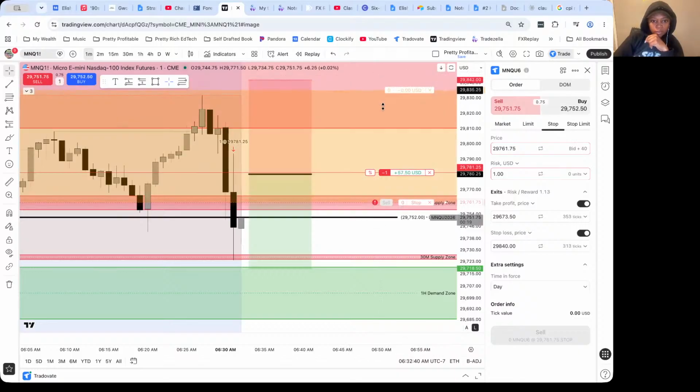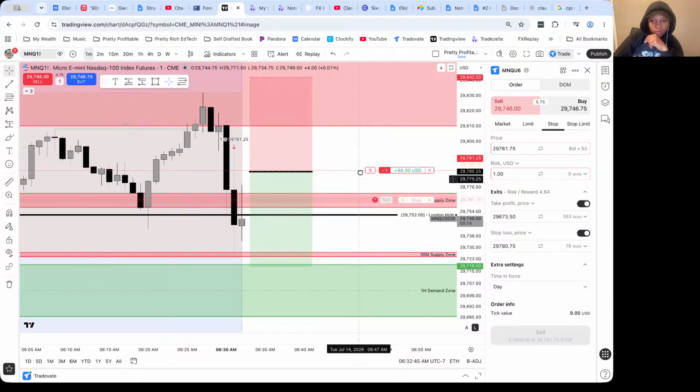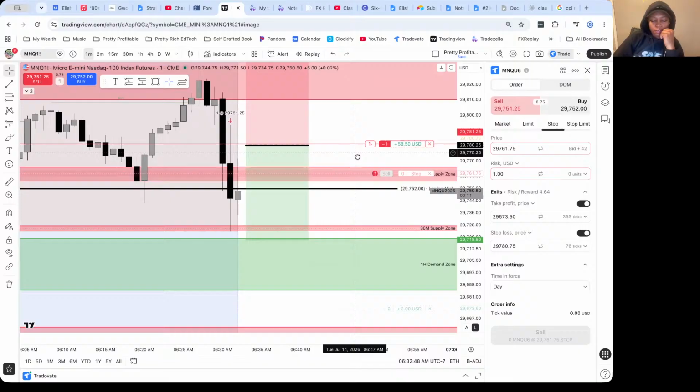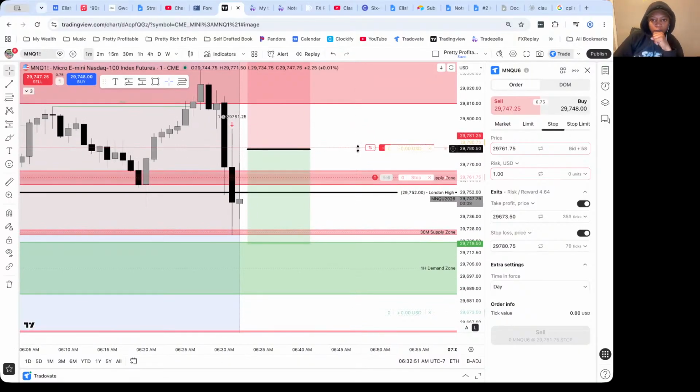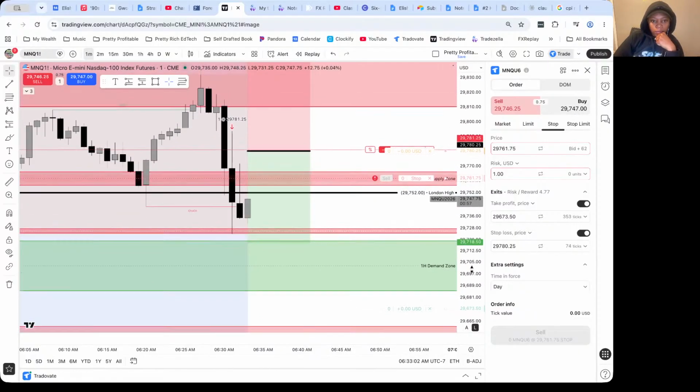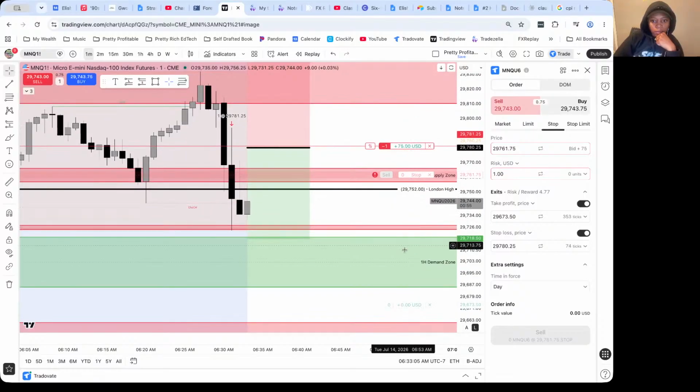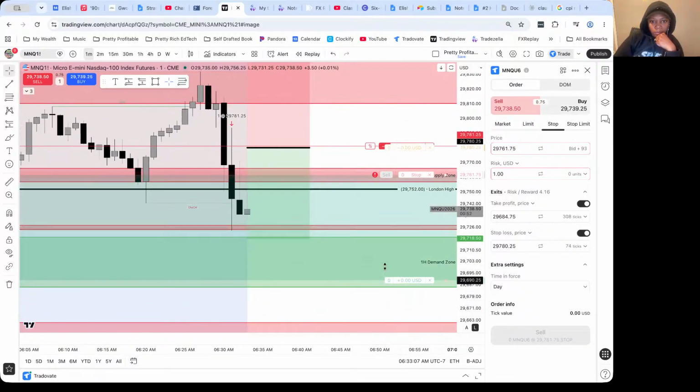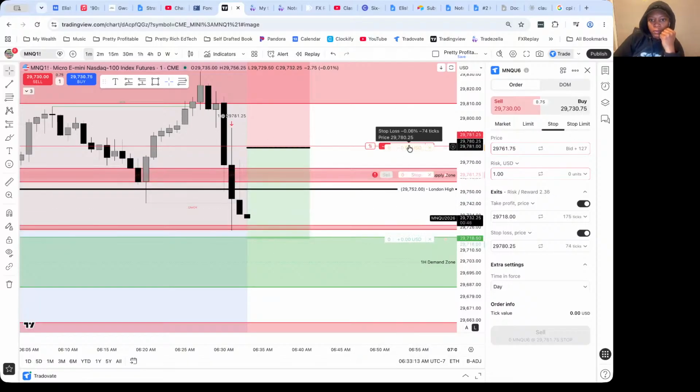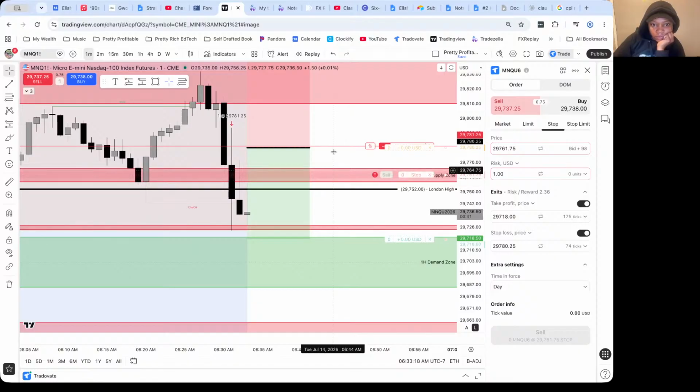So I'm going to trail my stop to my entry so that if it reverses, I at least break even. I take profit. Where did I take profit at? Take profit should be here. Alright.